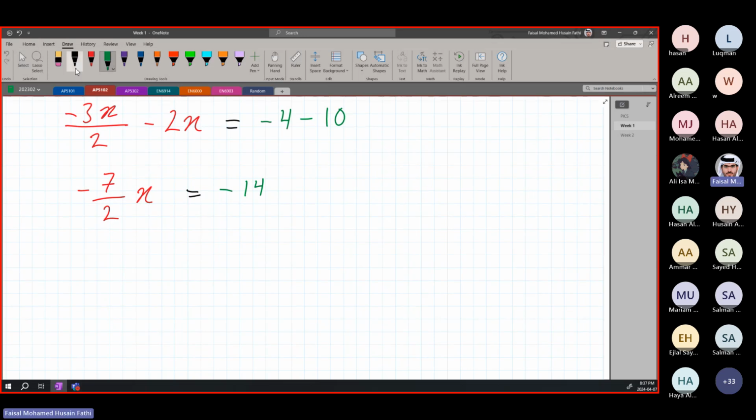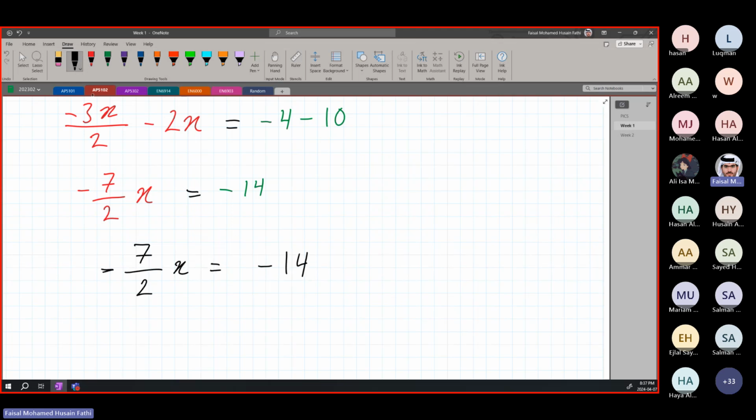Now, if we solve this, here we have minus 7 and divided by 2. We have multiplication and we have division. So the way to solve this is, you are going to have to do both. You're going to have to do 2 steps. So this is 7 over 2 minus x is equal to minus 14.